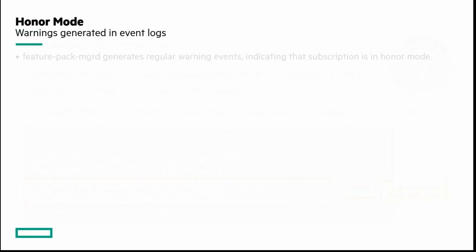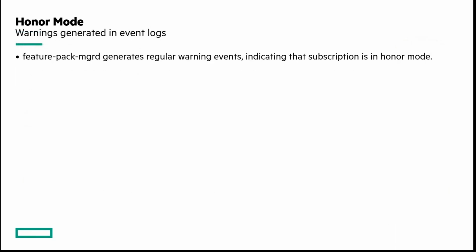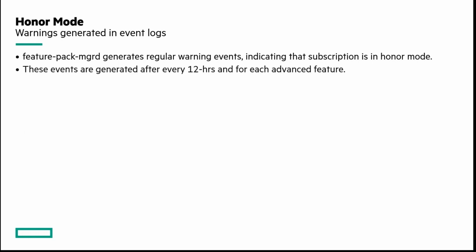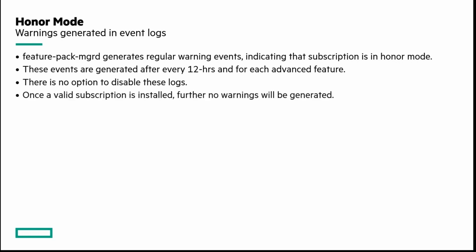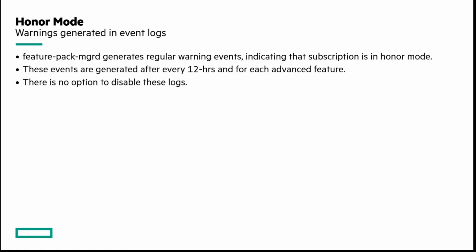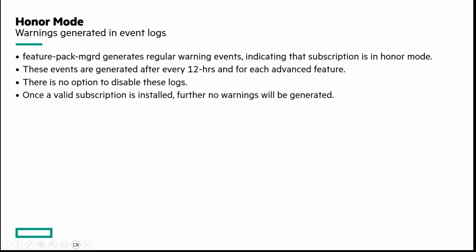When a subscription is in honor mode, as mentioned earlier, regular warning events will be generated in event logs by the feature pack manager daemon. These events are generated after every 12 hours and for each advanced feature. There is no option to disable these logs. Once a valid subscription is installed, no further warnings will be generated and the feature will be allowed in active mode.